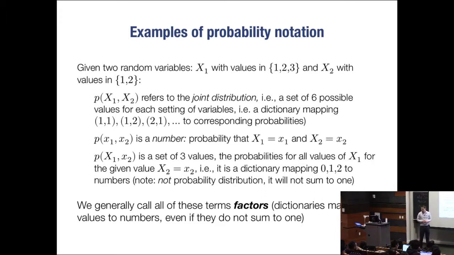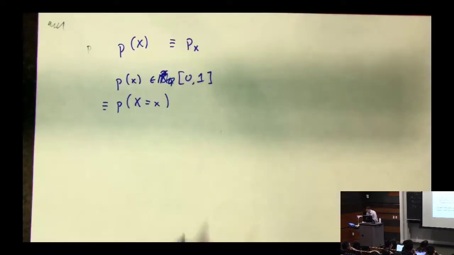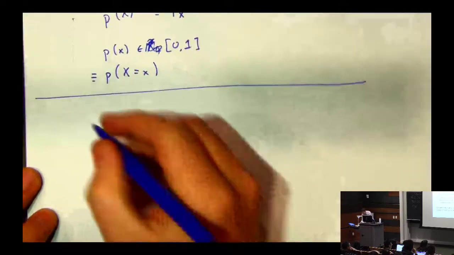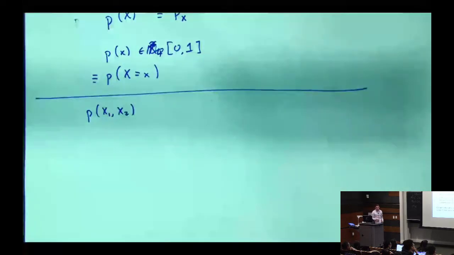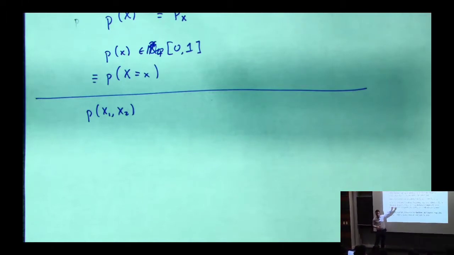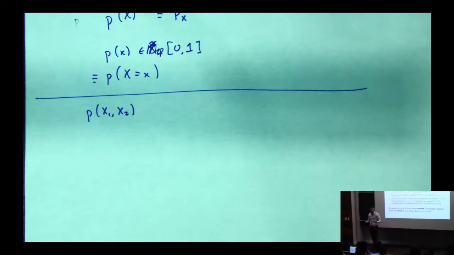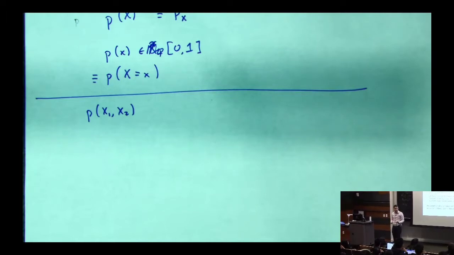So if we have two random variables, say x1 and x2, where x1 takes on values 1, 2, 3 and x2 takes on values 1 and 2, then P(x1, x2) refers to the joint probability distribution over both those variables. This would be a function, really a mapping, from all possible settings of both values to a number. When you specify a probability distribution over two variables, you need to specify the probability of each possible combination of values to those variables.